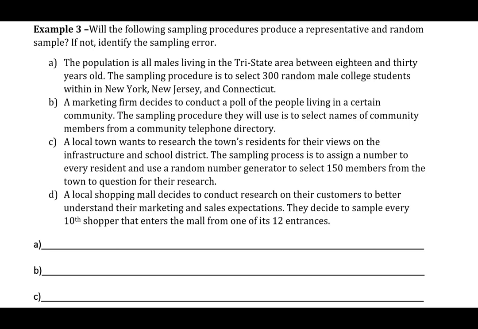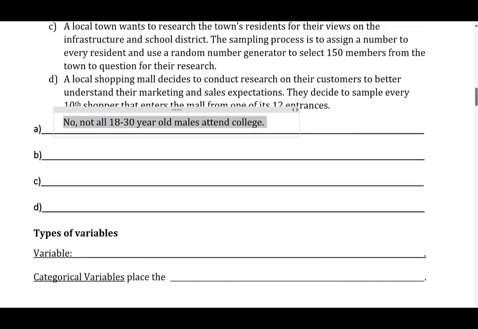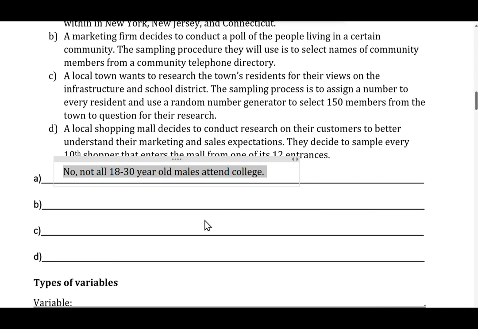Example 3 gives us a few different examples of samples being taken from a population and asks us whether or not a representative and random sample was done. If there is not a random or representative sample, it asks us to identify the sampling error. So basically what we're looking for here is the answer to the question simplified. Is anyone excluded? So in example A, there is an exclusion of any male who is between 18 and 30 years old who did not attend college.